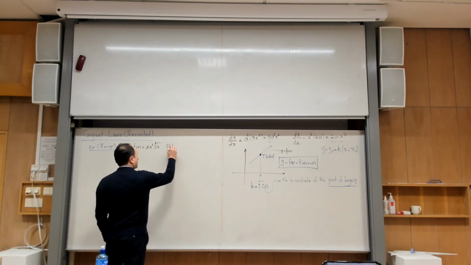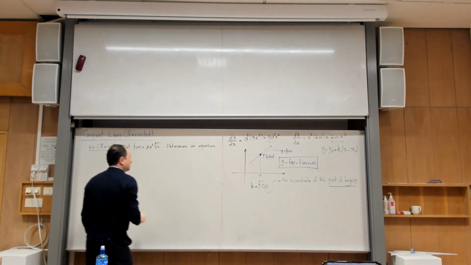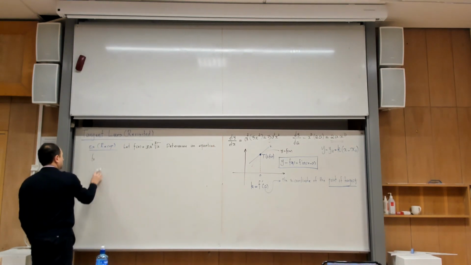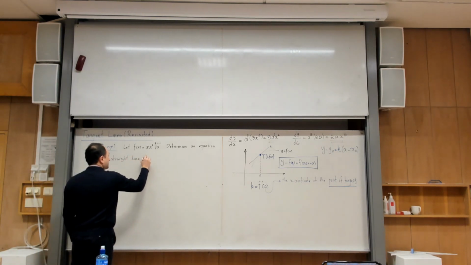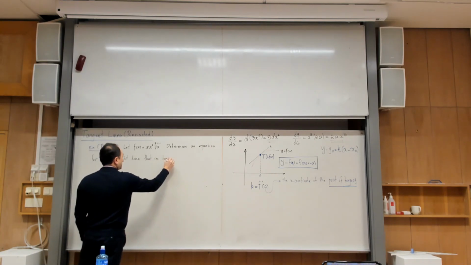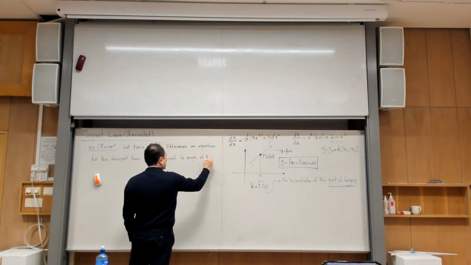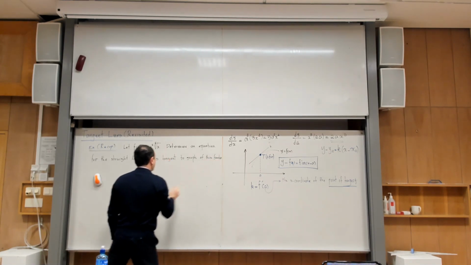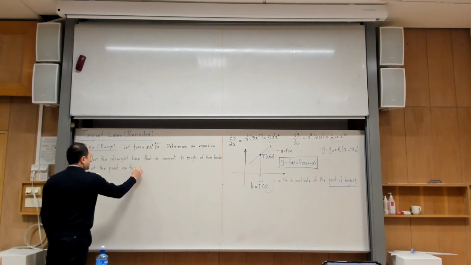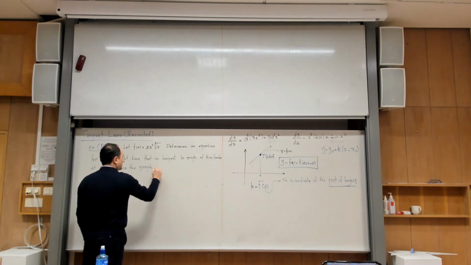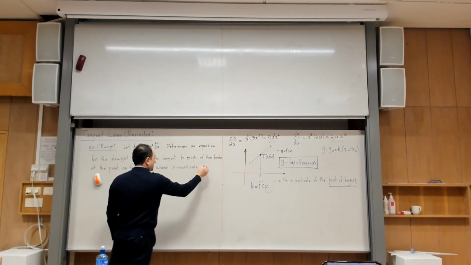Determine an equation for the straight line that is tangent to the graph of this function at the point on the graph whose x coordinate is 8.